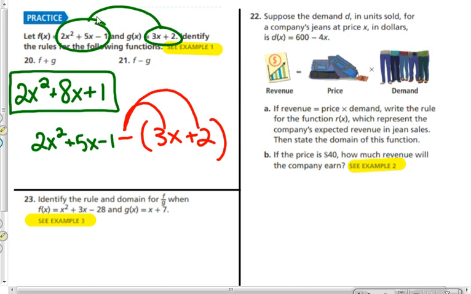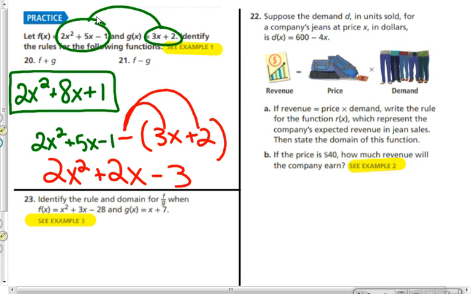So the answer would be 2x squared plus 2x, because 5x minus 3x is 2x. And you'll have a minus 3 because it's negative 1 minus positive 2. Okay, so that's what you get when you subtract. Add, subtract, multiply. Number 22.